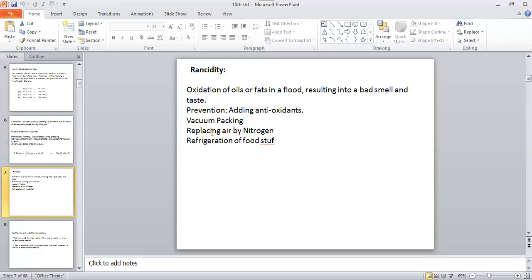One more way to avoid rancidity is replacing air by nitrogen. In the packing, nitrogen gas may be added so that it prevents rancidity, meaning contact with oxygen and other gases. Then the next way to prevent rancidity is refrigeration. Food material, foodstuff, can be refrigerated, which avoids rancidity.